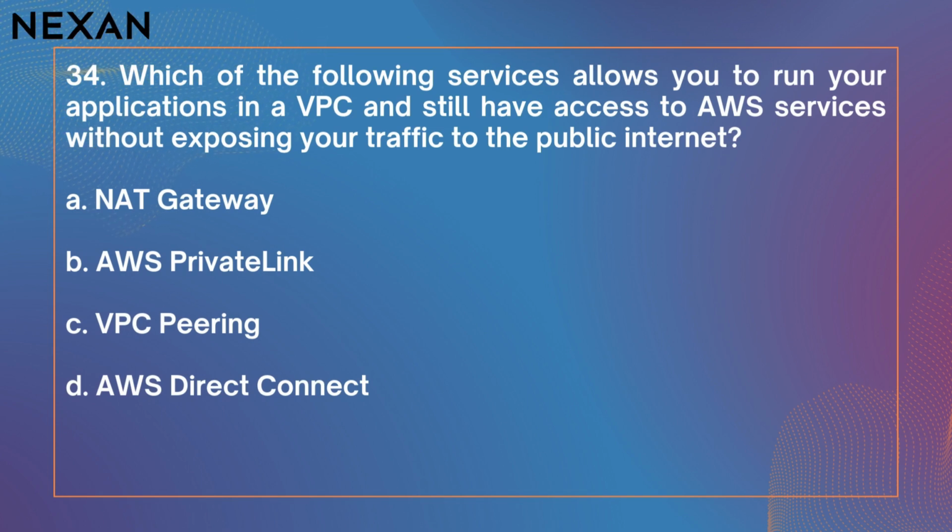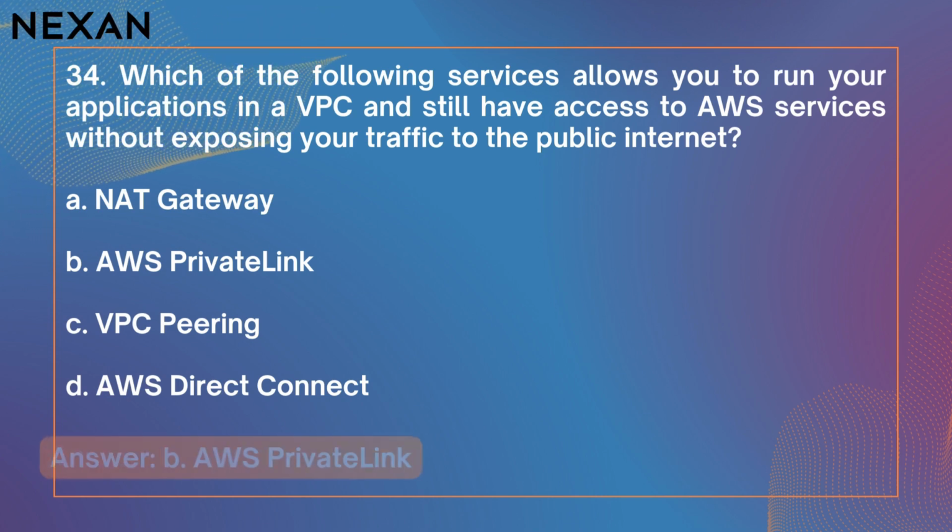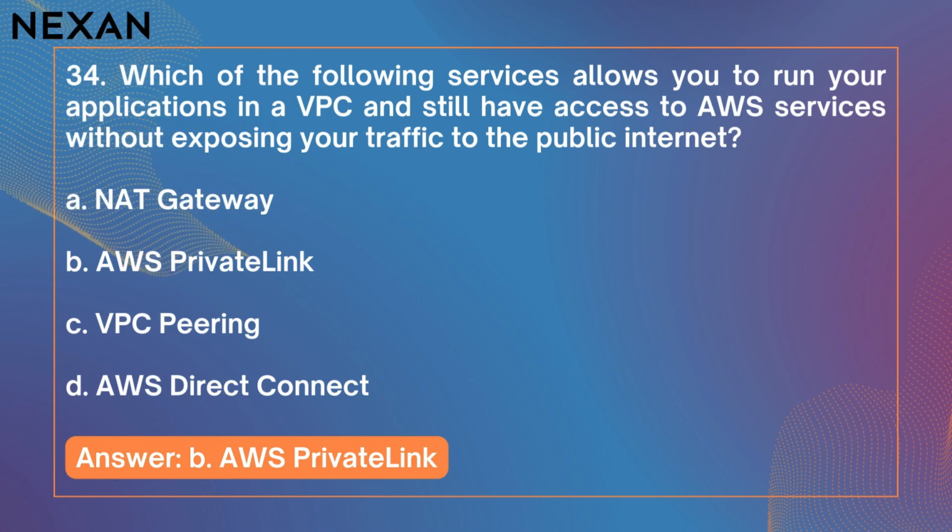34. Which of the following services allows you to run your applications in a VPC and still have access to AWS services without exposing your traffic to the public internet? A. NAT Gateway. B. AWS PrivateLink. C. VPC Peering. D. AWS Direct Connect. Answer B. AWS PrivateLink.